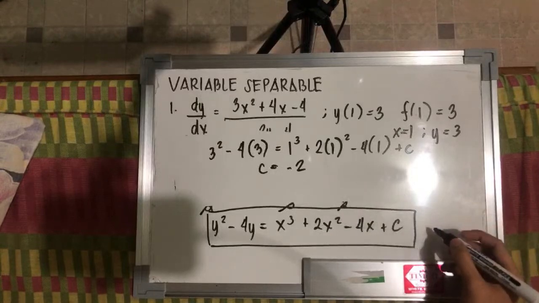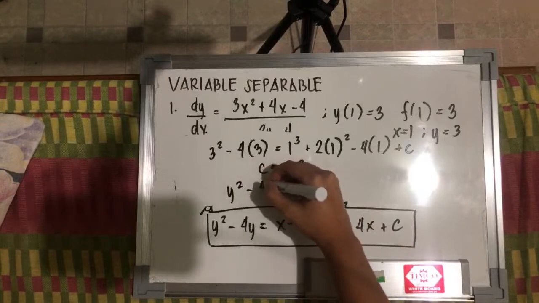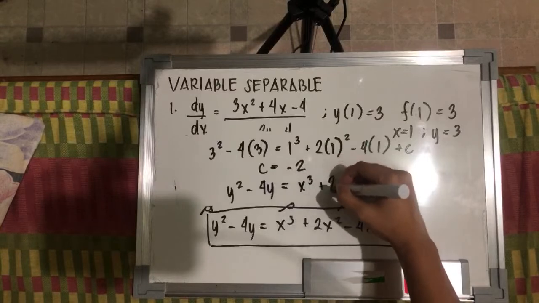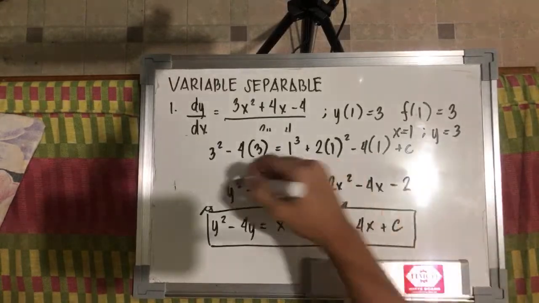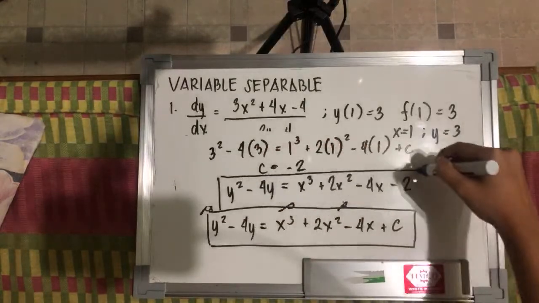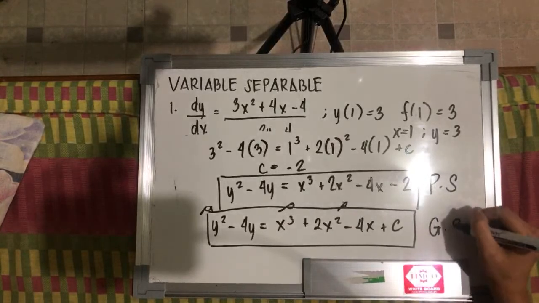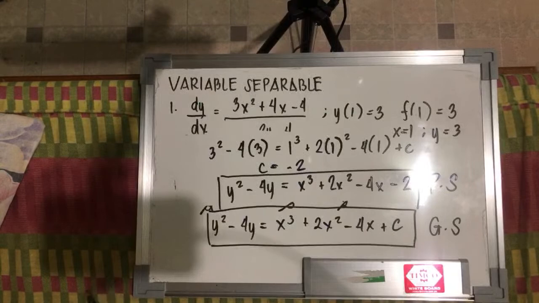Substitute natin siya sa general solution mo. So, magiging y squared minus 4y is equal to x cubed plus 2x squared minus 4x minus 2. So, ito yung particular solution. Ito yung general solution. So, second example tayo.